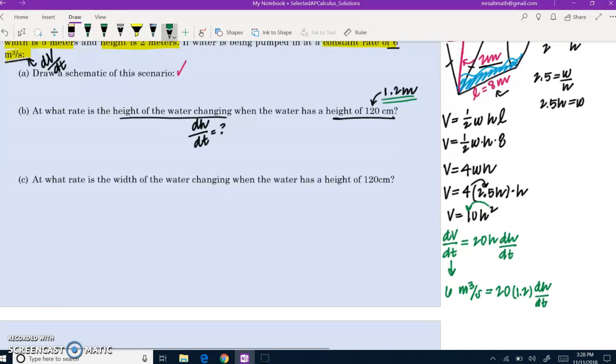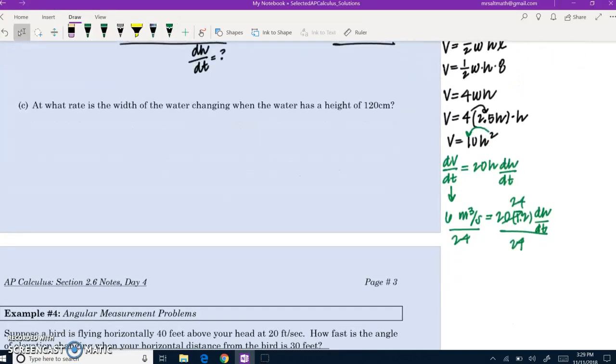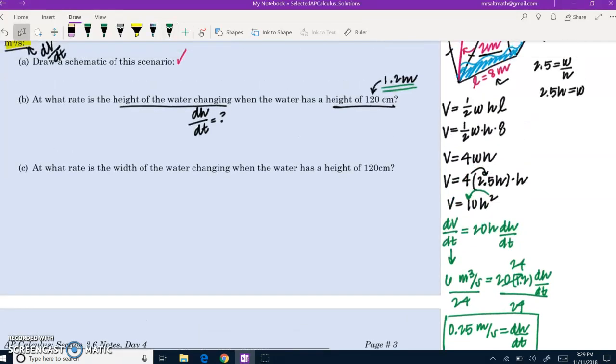So 20 times 1.2 is what I'm going to want to divide over. This will become 24 if I multiply that in my calculator. And then I can divide both sides by 24. 6 over 24 is just 1 divided by 4, so this will become 0.25. And our units are going to be meters per second for our height value. So dh/dt is going to be 0.25 meters per second. That's this value right here.